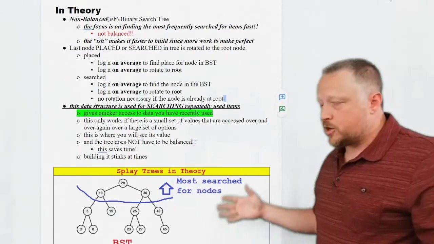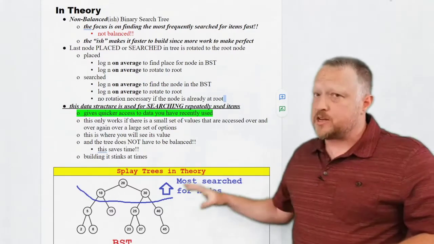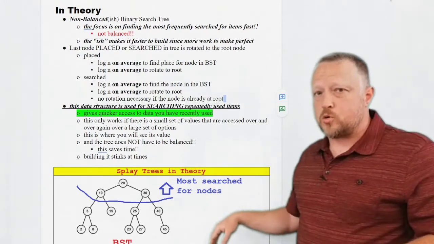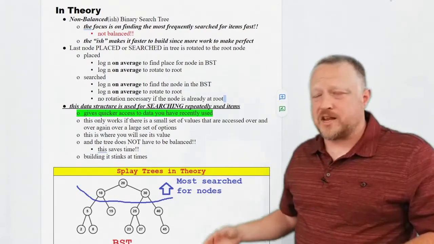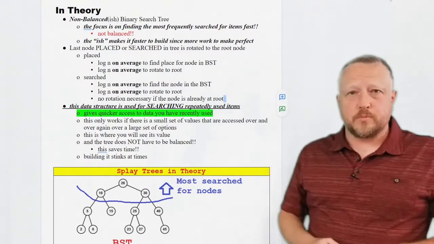Now, by the way, your splay tree is not going to look as pretty as this, but I'm trying to make sure you understand it is a BST, so there is going to be a certain order because we still need to find things in it. But those items at the very top, again, are going to be the ones that we searched for the most.